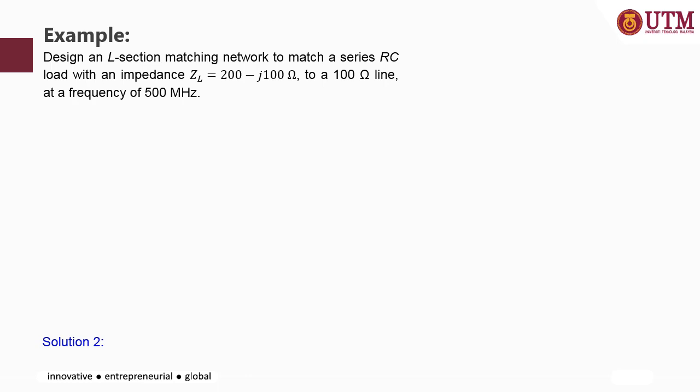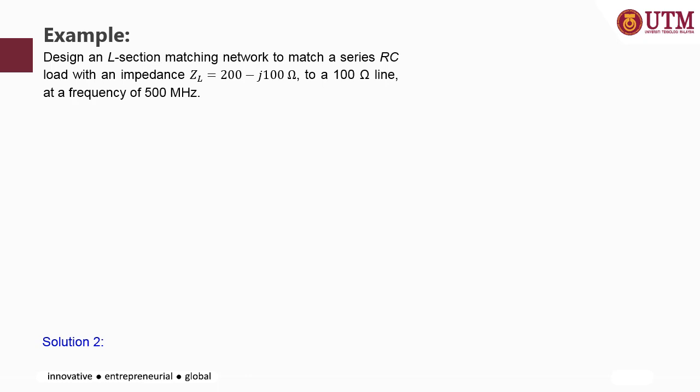Okay, let's look at an example: designing an L section matching network to a series R and C load with a load impedance of 200 minus j100 ohm to a 100 ohm line, meaning that the characteristic impedance is equal to 100 ohm, at a frequency of 500 megahertz.